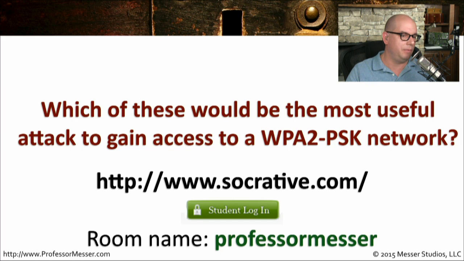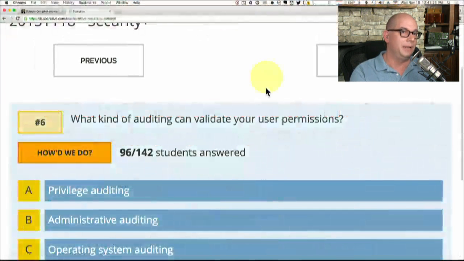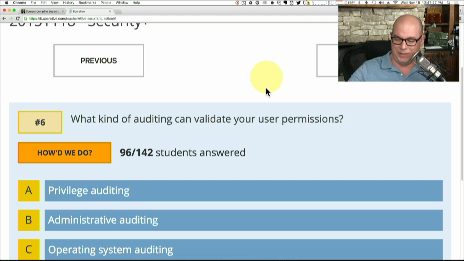Let me see if I actually have the right question in my Socrative. I don't know that I do, so I might skip that one and save it for next time, because I'm looking at my user permissions and I don't see this question here for the Socrative. So we're going to skip. It's okay, because I always have a standby question for you.